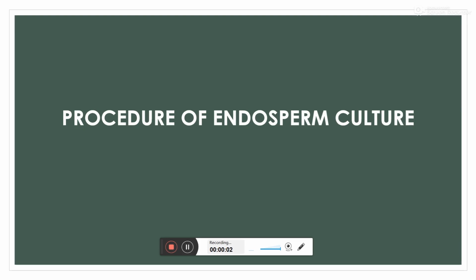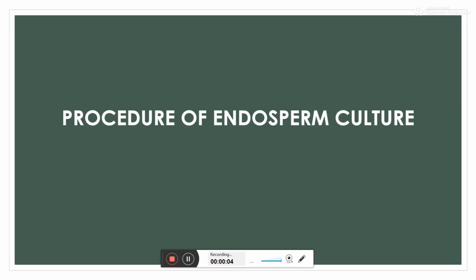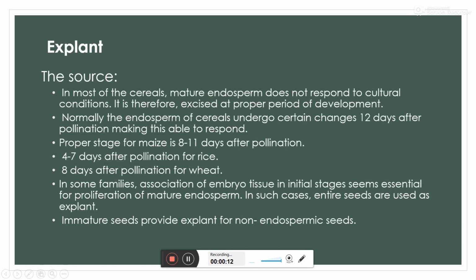Welcome back. Now we are going to focus on the procedures of endosperm culture. In the procedure, the first and foremost thing we want is the explant. The source of the explant is the most important thing in endosperm culture.